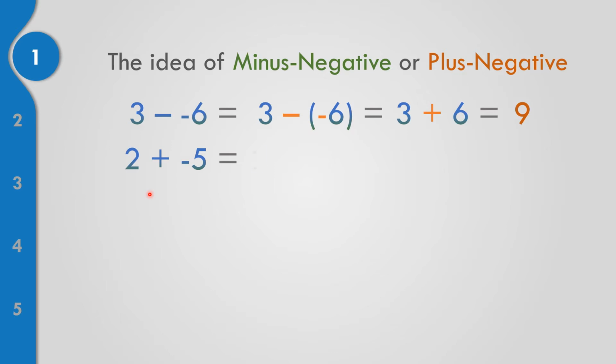How about number 2? It is also written as 2 plus the parenthesis negative 5. So it means positive times negative. So 2 minus 5, the answer is equal to negative 3. How to get negative 3?